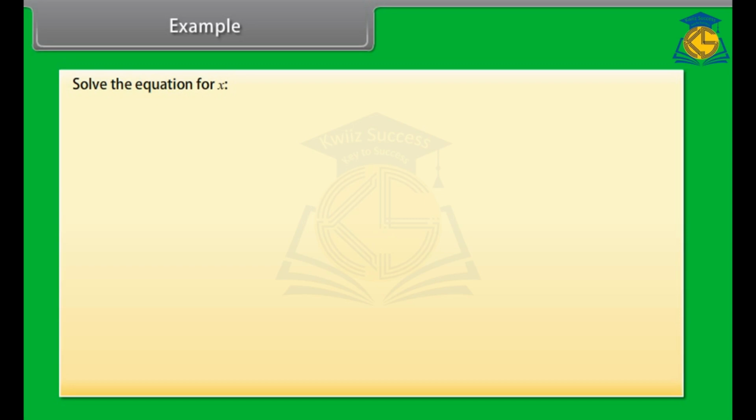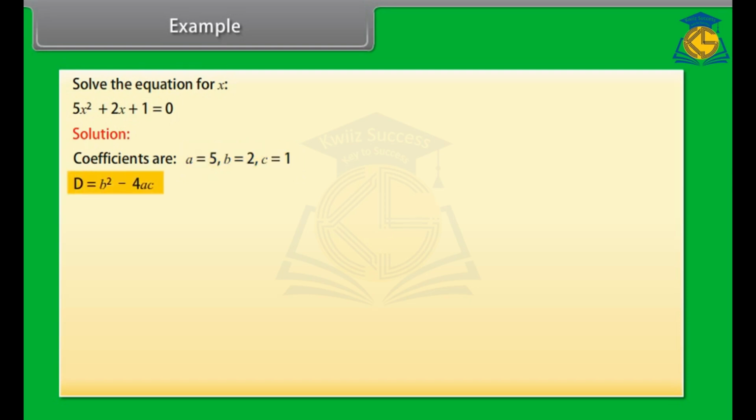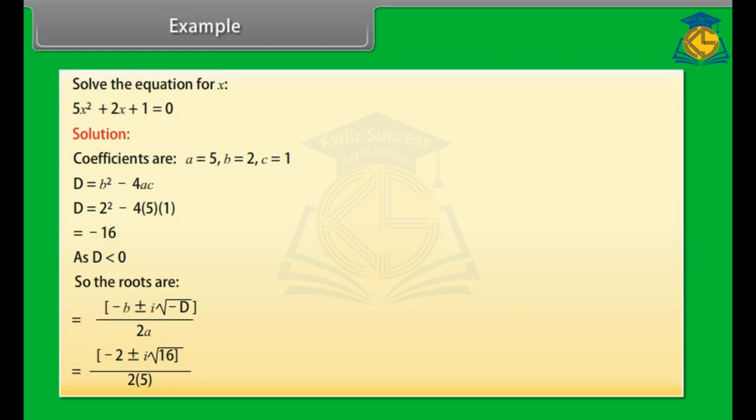Example. Solve the equation for x. 5x square plus 2x plus 1 is equal to 0. Solution. Coefficients are a is equal to 5, b is equal to 2, c is equal to 1. d is equal to b square minus 4ac. d is equal to 2 square minus 4 into 5 into 1 is equal to minus 16. As d is less than 0, so the roots are x is equal to minus 2 plus or minus iota under root 16 by 2 into 5 is equal to minus 2 plus or minus 4 iota by 10. On solving, we get x is equal to minus 0.2 plus or minus 0.4 iota.